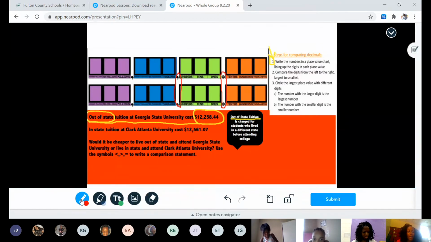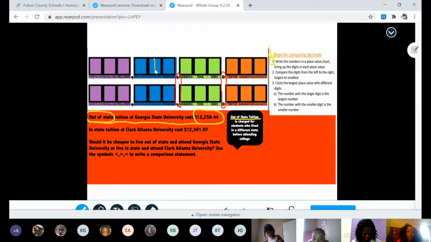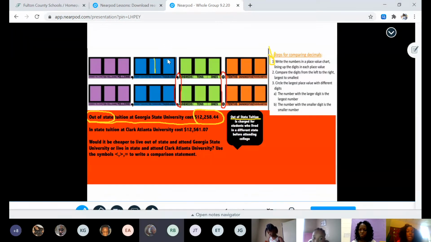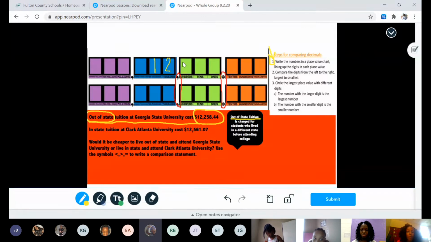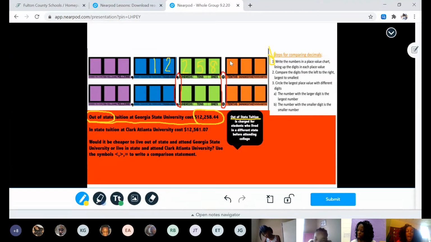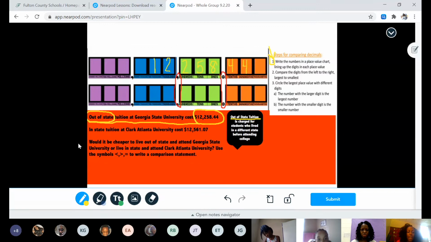I'm going to write my digit 1 in the 10,000s place. Where am I going to write the 2? The thousands. In the thousands place. And then I'm going to write my other 2 in the hundreds place. We have a 5 in our tens place, an 8 in our ones place. We have our 4 in our tenths place, and then a 4 in our hundredths place.